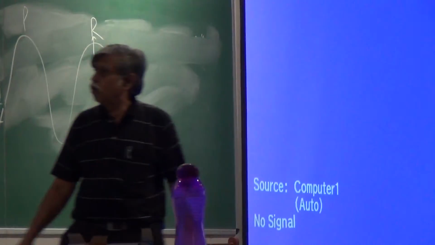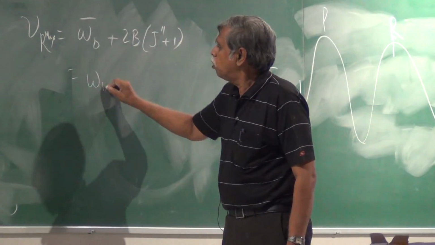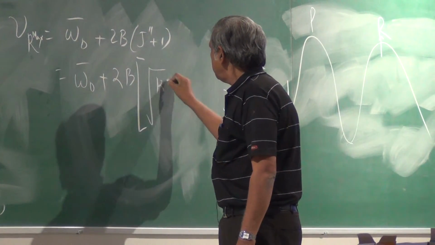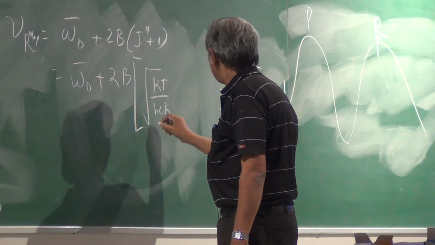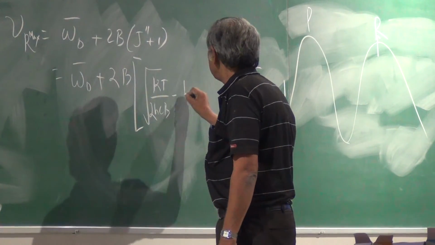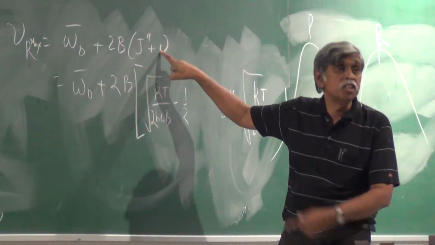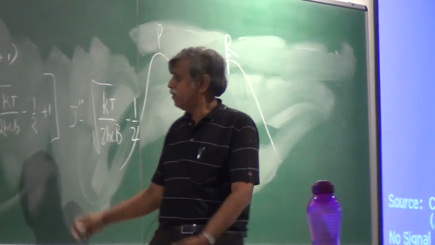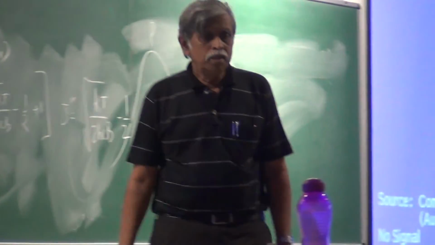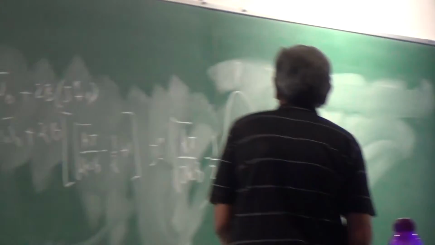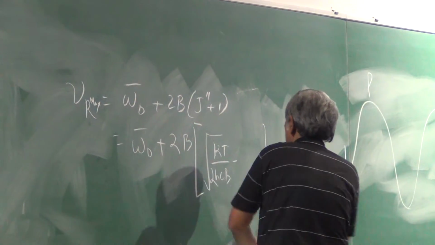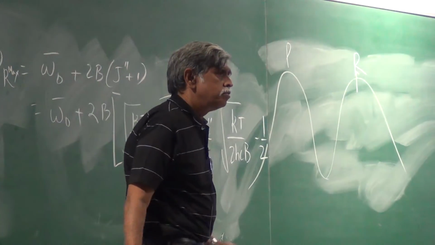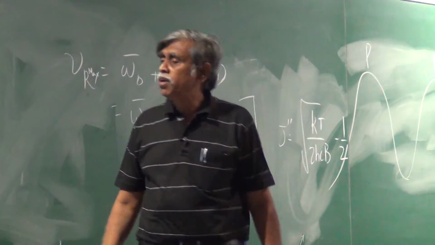Right? You know that. So all I do is I go here and say that this is equal to omega R plus 2B root of kT by 2hcB minus a half and plus this 1. And therefore, what do I have here? I'll save myself from writing the whole thing out all over again. This is just going to be the P branch frequency given by.